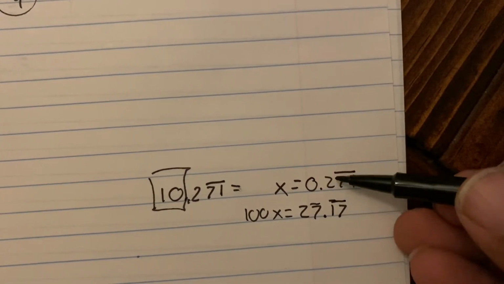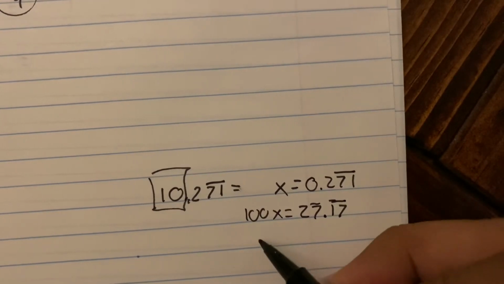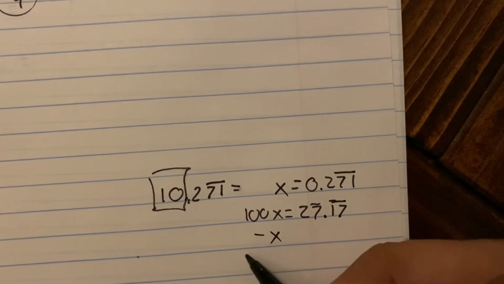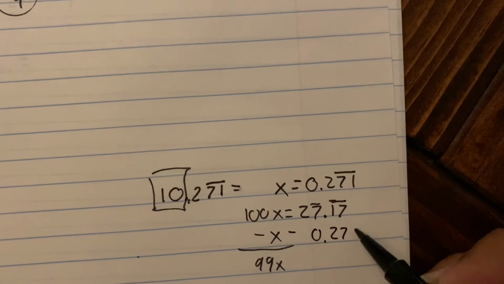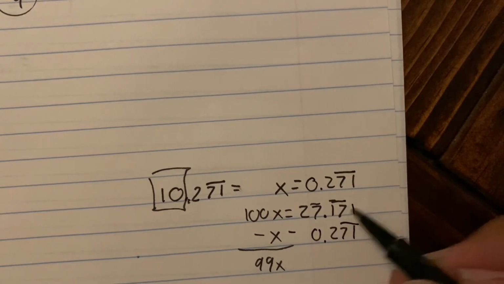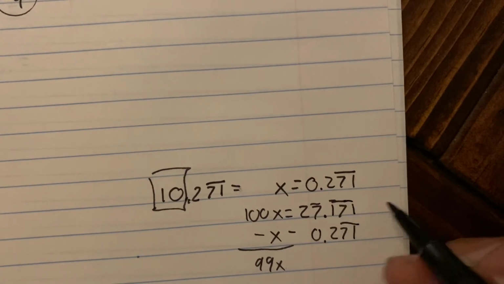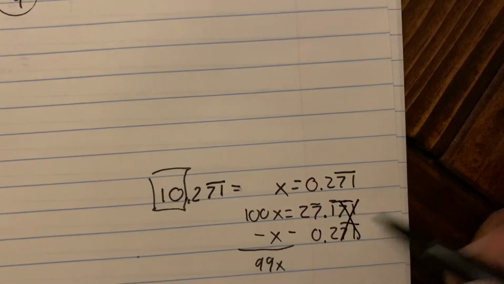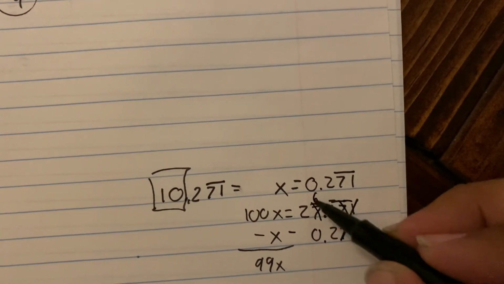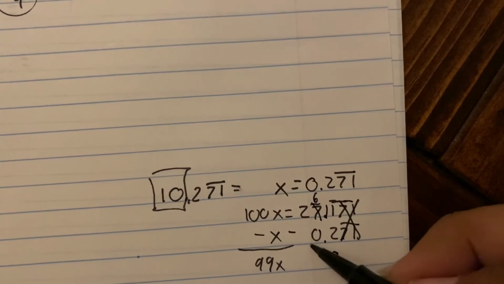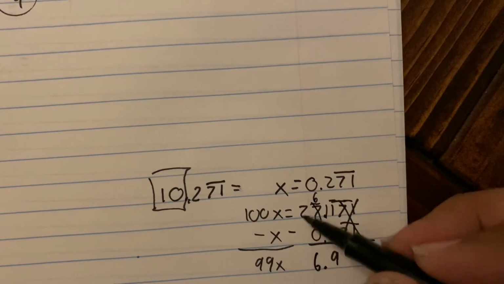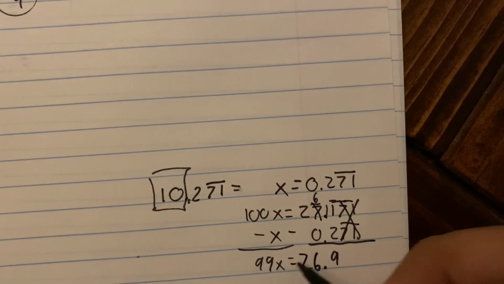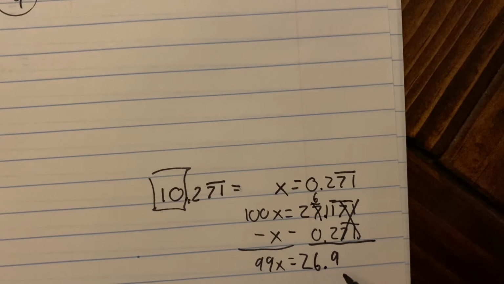Now I'm going to move this down here. So minus x, and that gives me 99x. Here it's going to be minus 0.271 forever. Now remember, the 71 is still going on forever over here. So 7171 forever. So this cancels out, and I'm left with this. I'm going to get a 6 here. This is going to be a 9. The decimal point goes here. 6 minus 0 is 6. 2 minus nothing is 2. So now we have 99x equals 26.9.